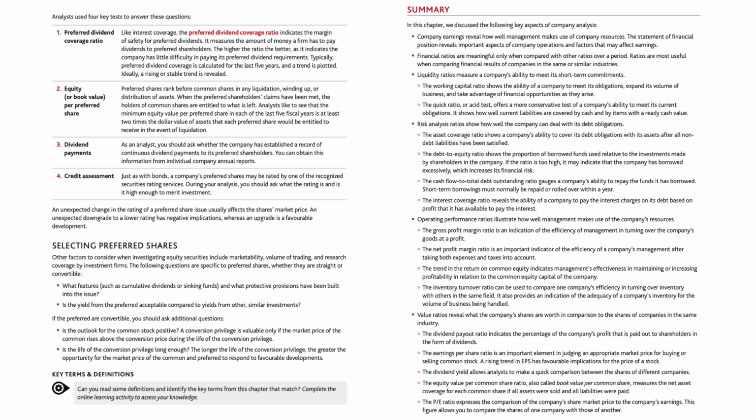As an analyst, you should ask whether the company has established a record of continuous dividend payments to its preferred shareholders. You can obtain this information from individual company annual reports. And number 4, credit assessment. Just as with bonds, a company's preferred shares may be rated by one of the recognized securities rating services. During your analysis, you should ask what the rating is and is it high enough to merit investment. An unexpected change in the rating of a preferred share issue usually affects the share's market price.